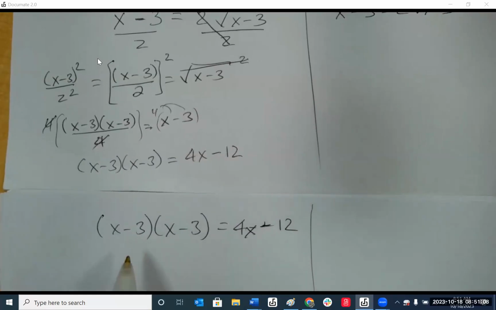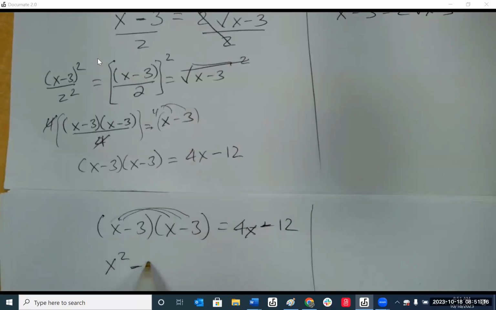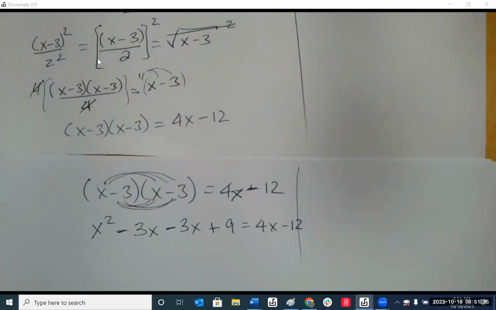We have to get rid of the parentheses. X times x is x squared. Positive times negative is negative. X times 3 is 3x. Positive times negative is negative. 3 times x is 3x. Negative times negative is a positive. 3 times 3 is 9. Equals 4x minus 12.